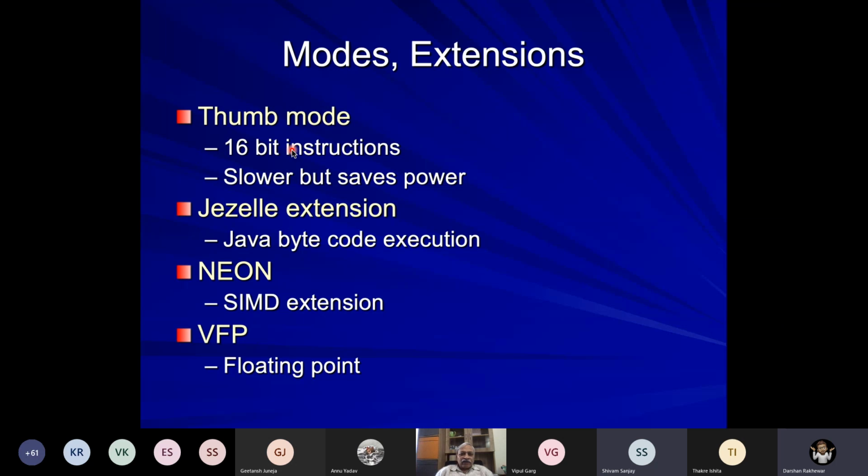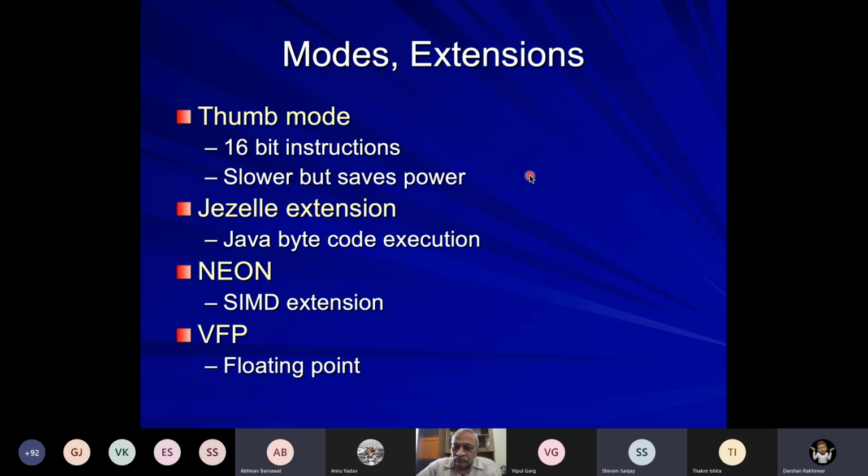Then there are a couple of extensions of ARM. Of course, ARM itself has a series and family of architecture. So ARM 7, 8, 9, and so on. Various generations are there, but there are some extensions also. Yeah, was there a question?